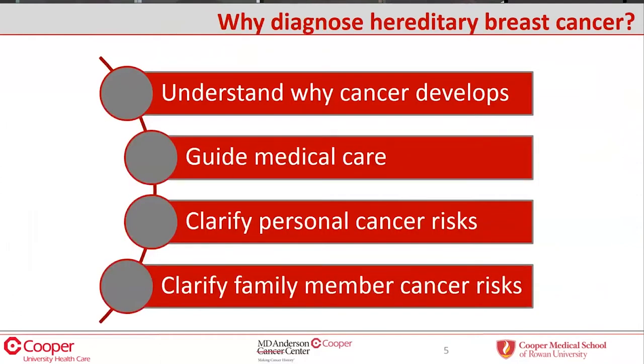So why do we bother to diagnose hereditary breast cancer? Because we want to understand why a breast cancer has happened for ourselves, for our family. We want that information to maybe guide our medical care to make sure that we're being taken care of in the best way that is possible based on all available information. We want to know a little bit more about what is our risk for a future cancer, and it could be more than just breast cancer risk. And we also often want that information for family.